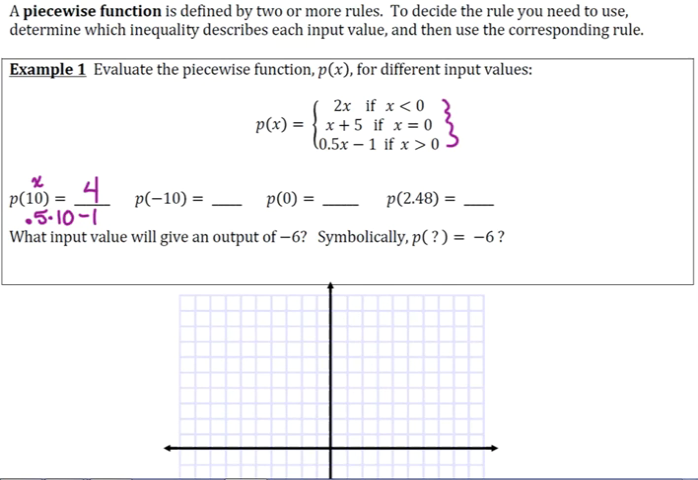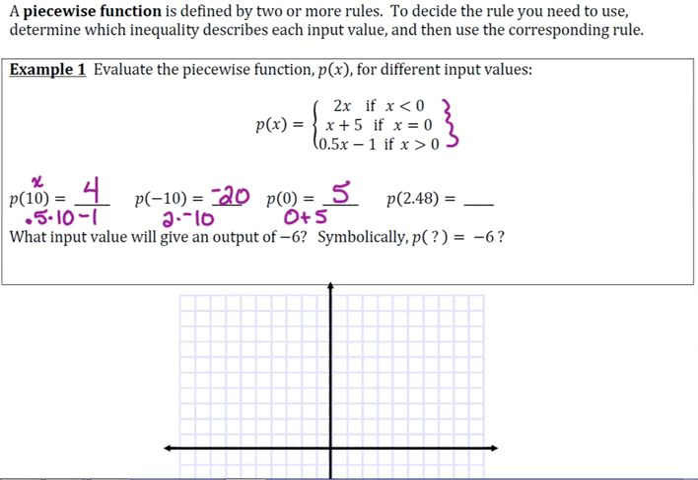All right, P of negative 10. Which piece does that fit into? The first, second, or the third? The first, because negative 10 is less than 0. So 2 times negative 10 is negative 20. All right, P of 0. 0 is the middle piece. That's the only time you're going to use the middle piece, is when x is 0, and that's what they're asking us right now. So the answer to that is 5.